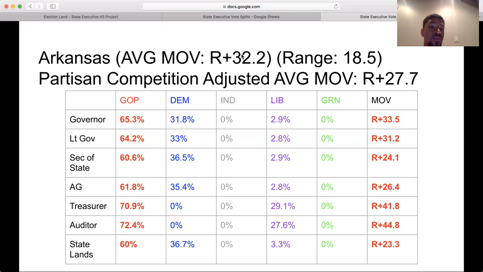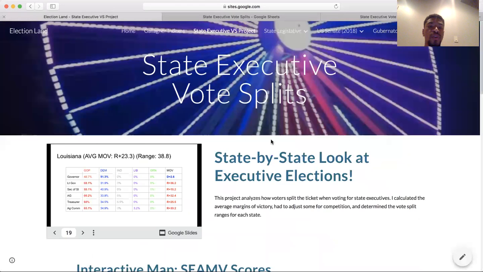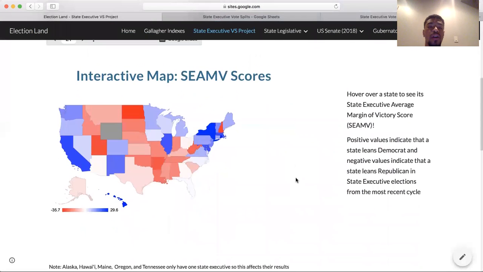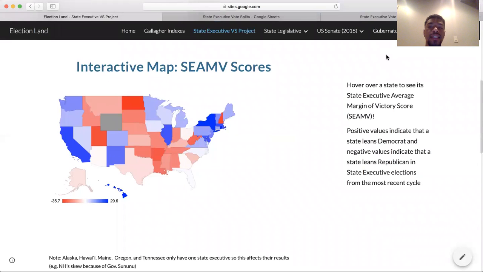I also calculated the average margin of victory to give each state its SEAM score, and then I adjusted for partisan competition to make sure that every state was on the same standard, because in some states there are no Democrats or no Republicans running. I wanted to make sure that this data only represented races where members of the two major parties were all on the ballots.